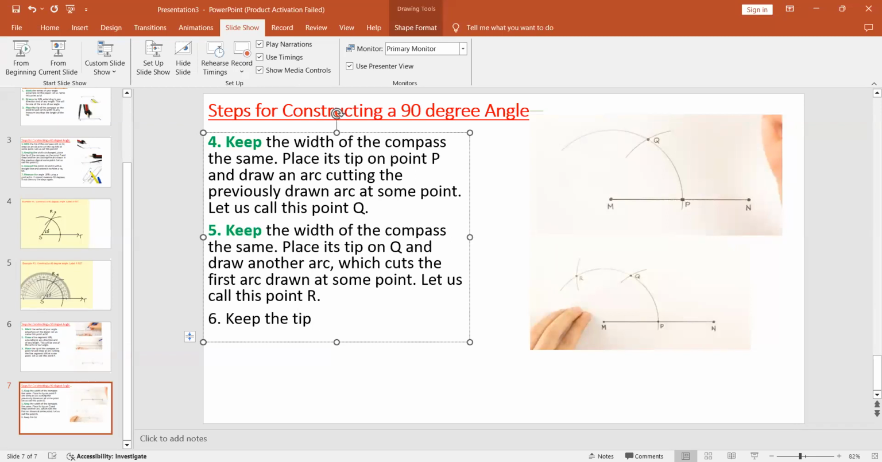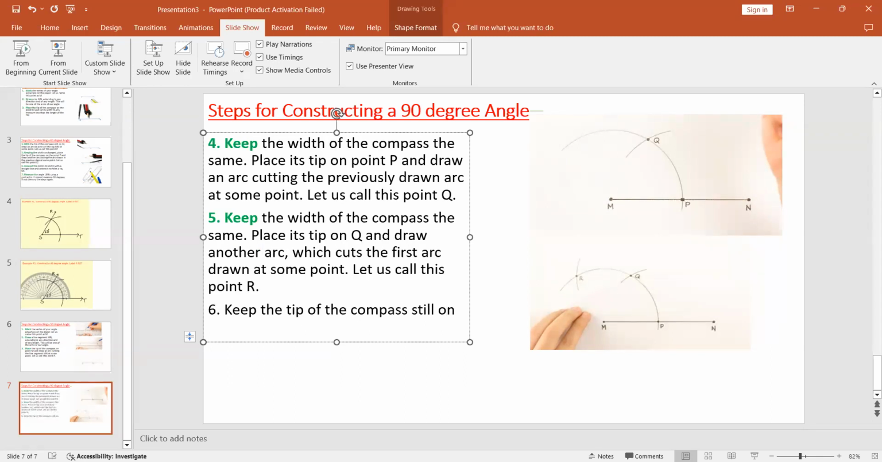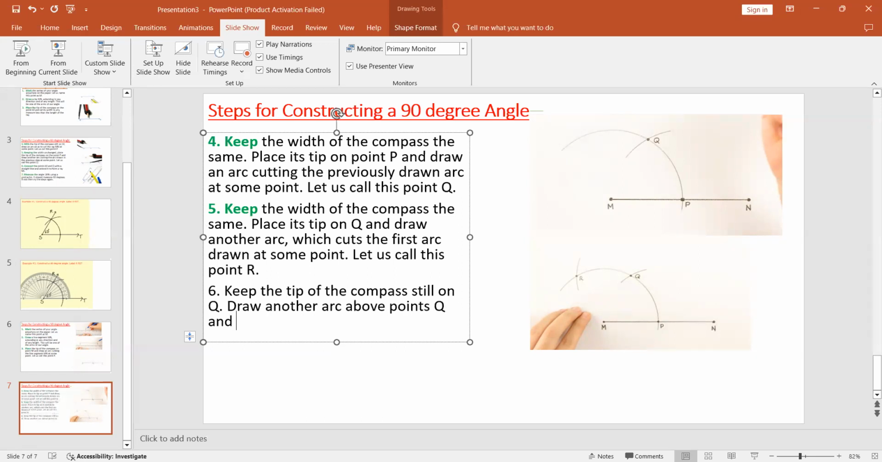We want to keep the tip of the compass still on Q, and we want to draw another arc above points Q and R. This arc is going to be important for carrying out the next step.